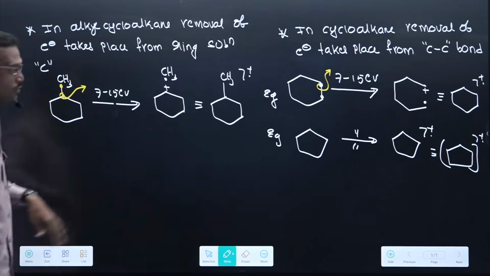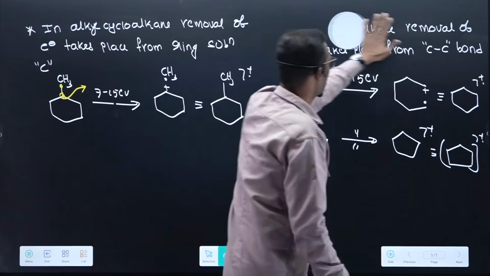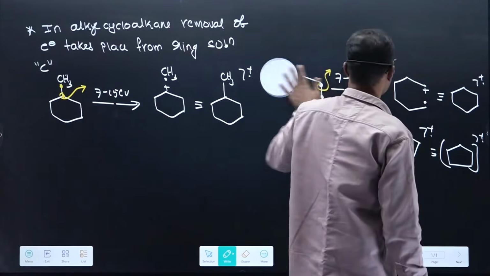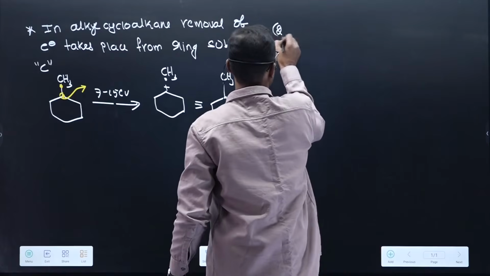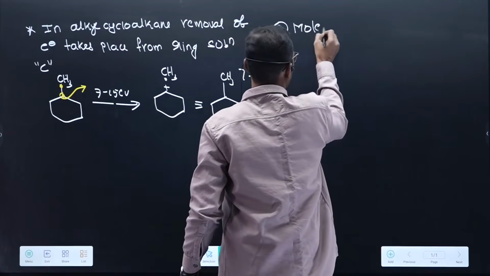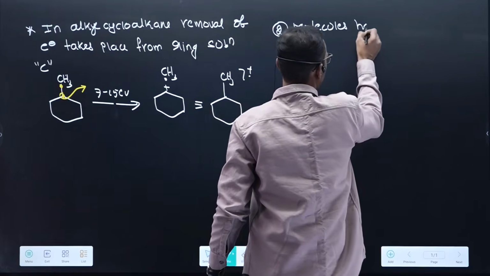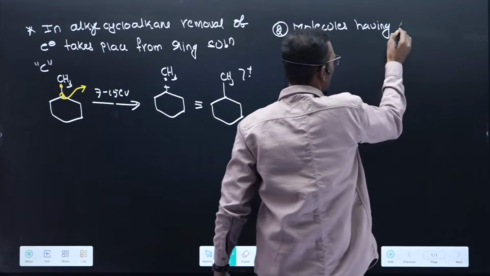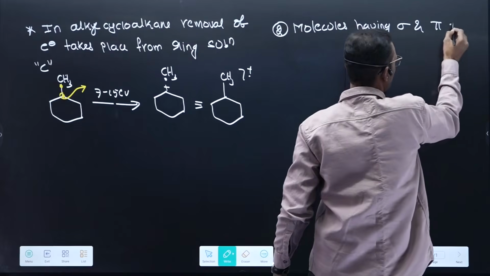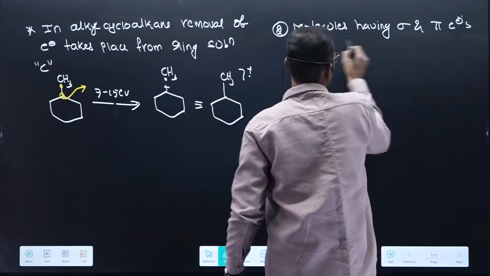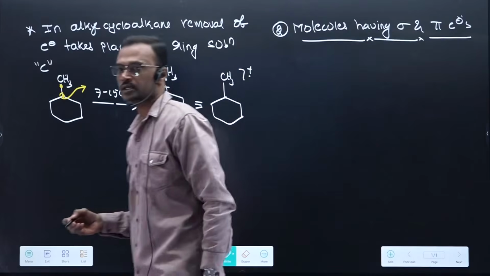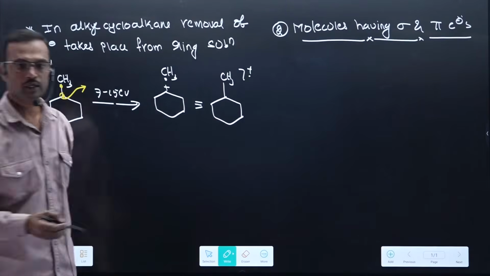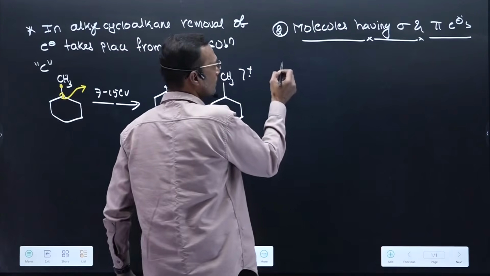Clear? So that is your first type of example, where the molecule has only sigma electrons. Next, the second possibility: molecules having sigma and pi electrons. So what happens when molecules have sigma and pi electrons? From where can we generate the molecular ion? Can you give an example having sigma and pi?